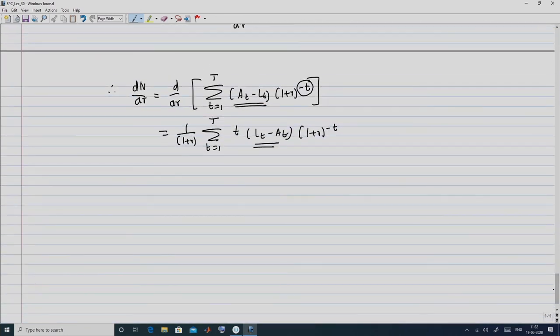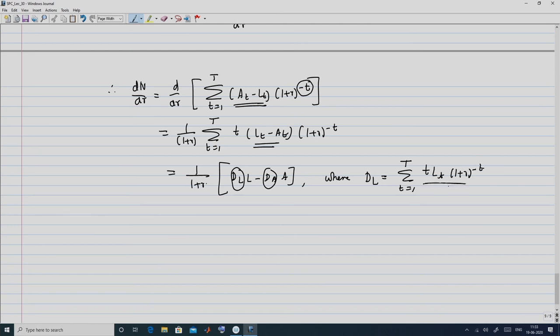And what is this? If you observe carefully, you keep 1 over (1 plus r) outside, and this summation is nothing but D_L of L minus D_A of A, where, as you would have guessed, D_L and D_A are the durations of L and A. So, D_L, what is this going to be? This is going to be the summation t equal to 1 to capital T. By definition, it is t into L_t into (1 plus r) raised to minus t, over L.